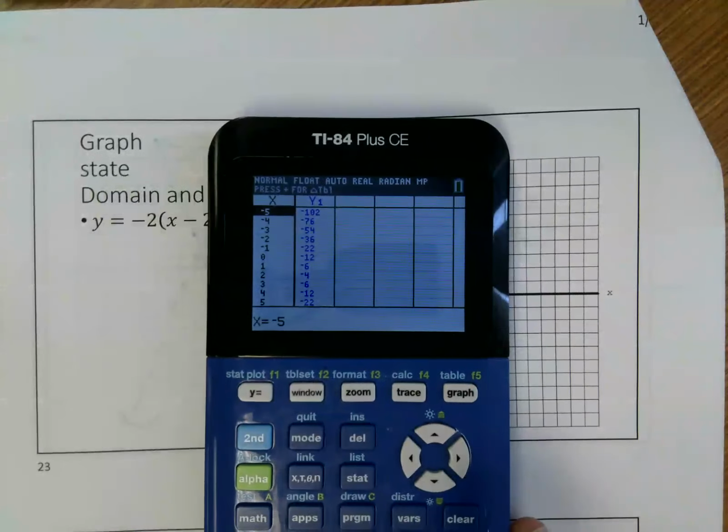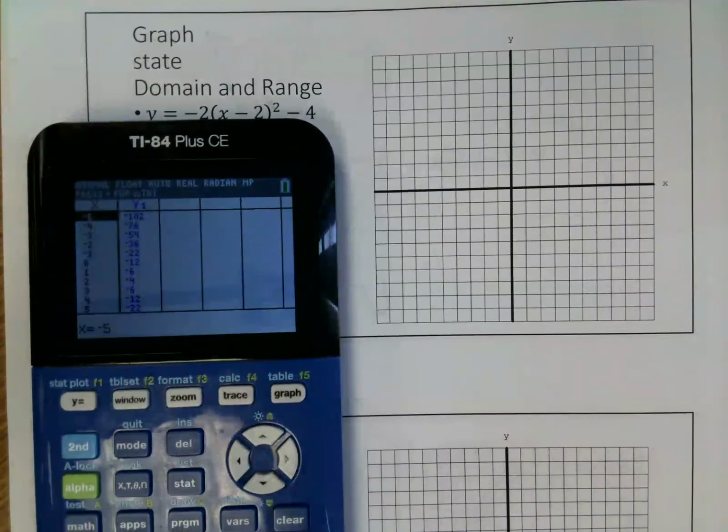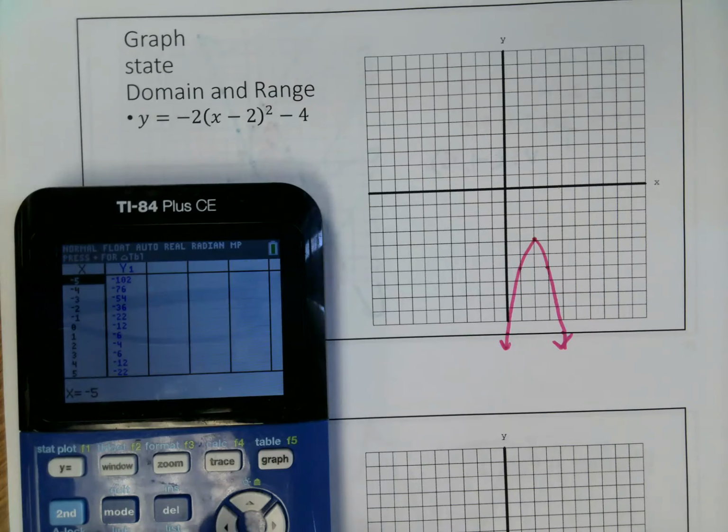So now I have all the points that I can plot here. So if I plot my points, the graph would look something like this.